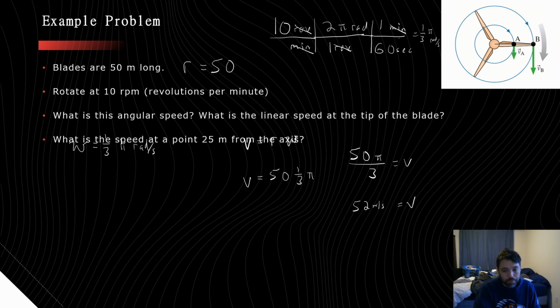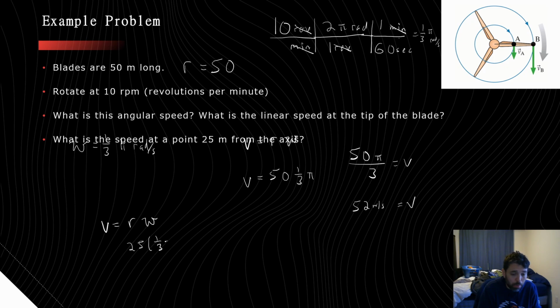But now we want to find out what is the speed at a point 25 meters from the axis. So now our R is smaller, right? When we calculate this, we're not going to use 50, we're going to use 25, because now we're at that point A in the picture. We're not on the tip. R isn't 50, R is 25. So we're going to do the same thing: V equals R omega, but now R is 25 because we're not all the way out on the tip of the blade. We want to know what the speed is 25 meters away.